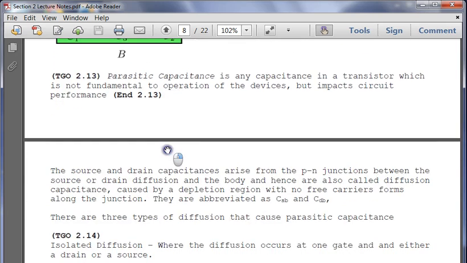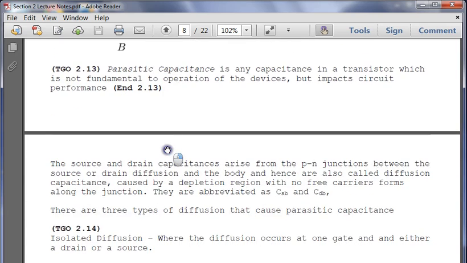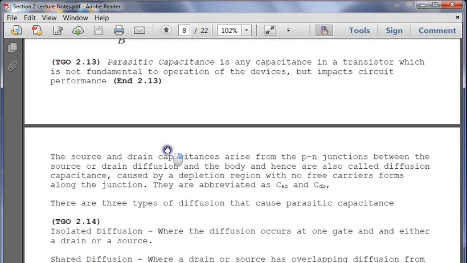So I'll scroll here. We're going to learn about 3 different types of diffusion. The source and drain's capacitance. Okay, so I've already gone over this. So now this whole idea of diffusion between the different plates, and it's caused by a depletion region with no free carriers that forms along the junctions, and that's where you get cutoff in your saturation mode. That's a contributor to that as well.